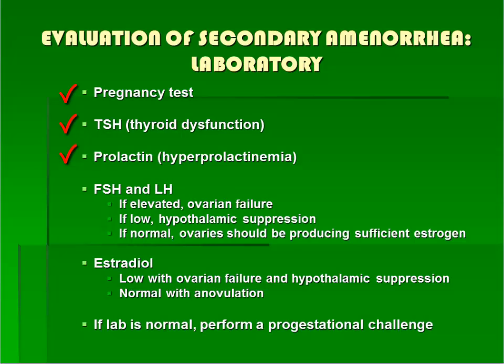The gonadotropins FSH and LH can indicate whether ovarian failure is present by being elevated, or that hypothalamic suppression may be present if the gonadotropins are very low. Estradiol levels can also evaluate ovarian function. If the pregnancy test is negative and a TSH, prolactin, FSH, LH, and estradiol are normal, the patient most likely has anovulation. This can be confirmed with a progestational challenge test.